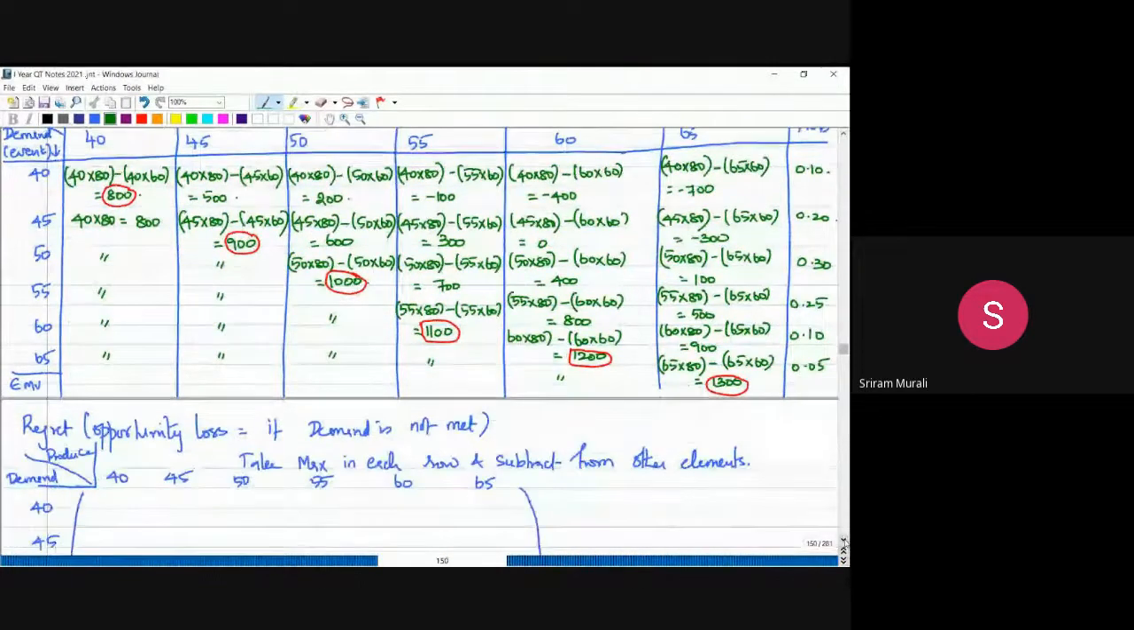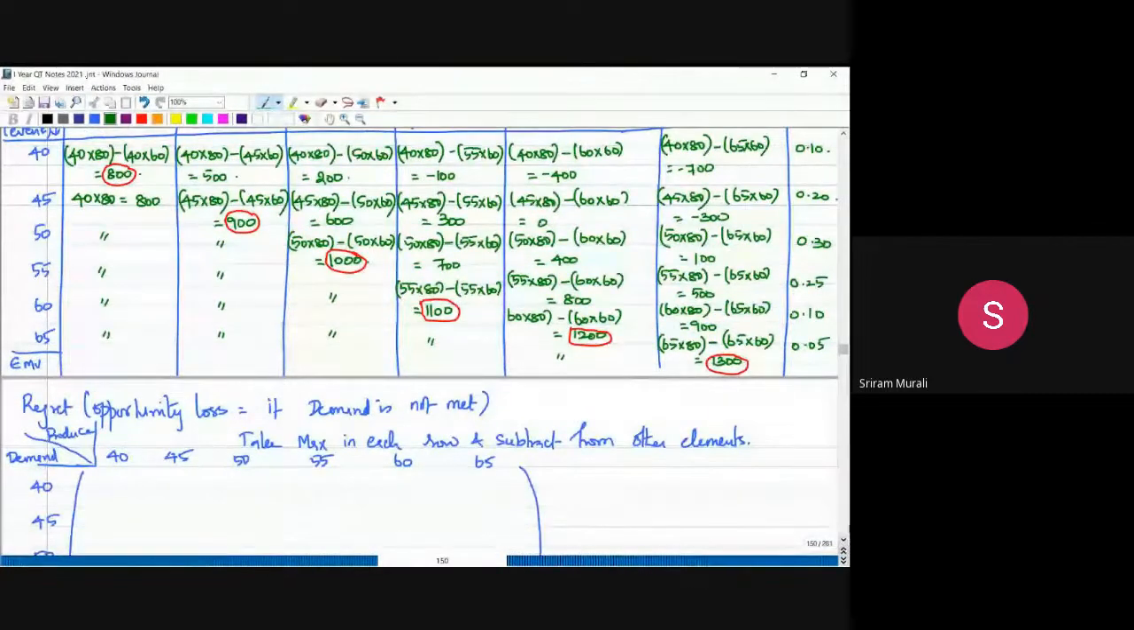We want to now find the regret matrix. How to find the regret matrix? Opportunity loss if a demand is not met. If a demand is not met, that is said to be an opportunity loss. So 40, 40. What is the minimum here? The first row, what is the minimum? 800.